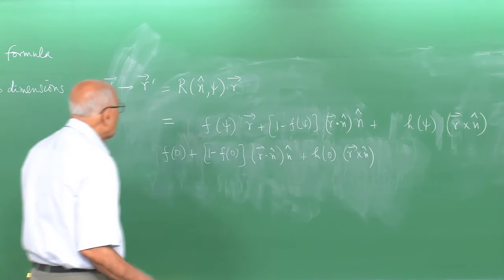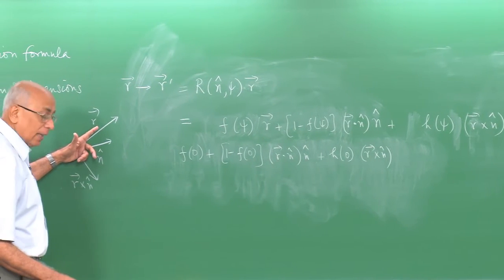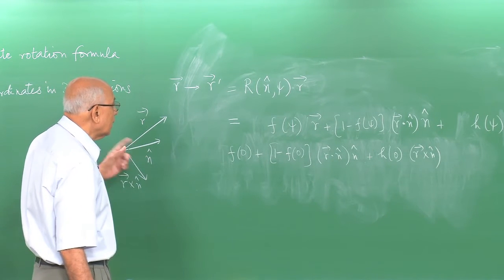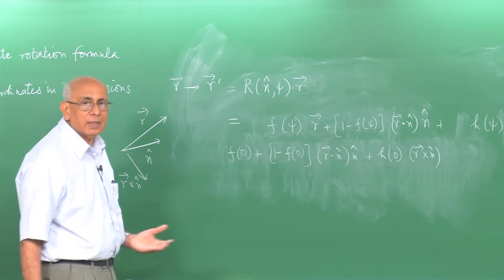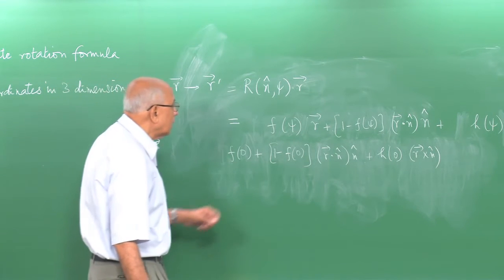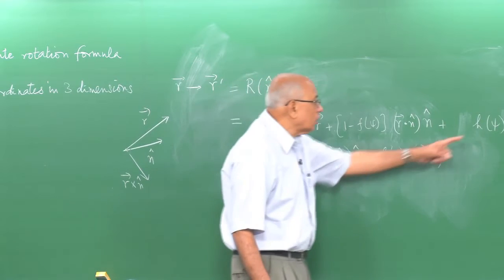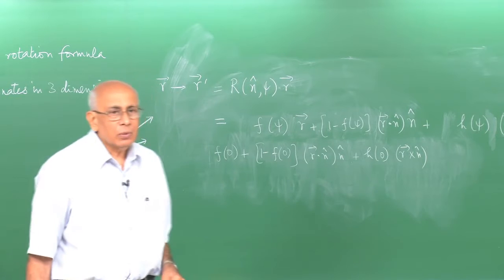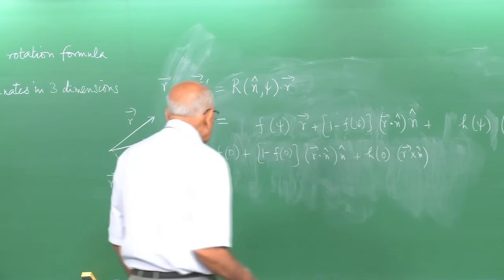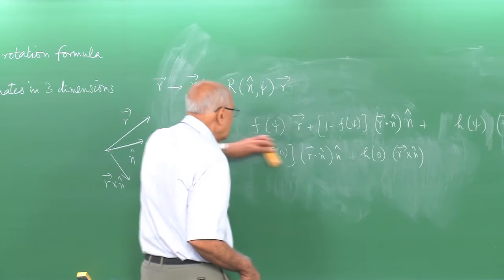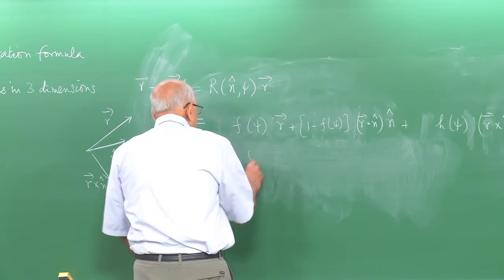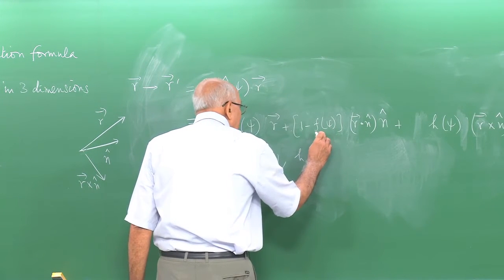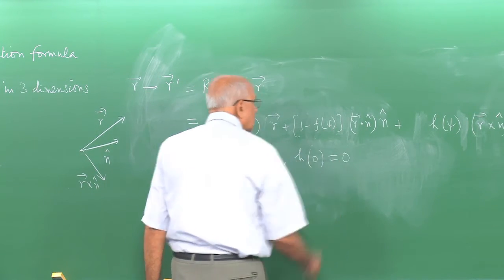For instance, if you have no rotation at all, then r prime is identically equal to r. Or if I rotate through 0 angle, it's the same thing. You have f of 0 here, you have h of 0, and it's trivial to see that h of 0 must be 0, f of 0 must be equal to unity. Okay. So those are little inputs which one can put in: f of 0 equal to 1, so that this term vanishes, h of 0 equal to 0.